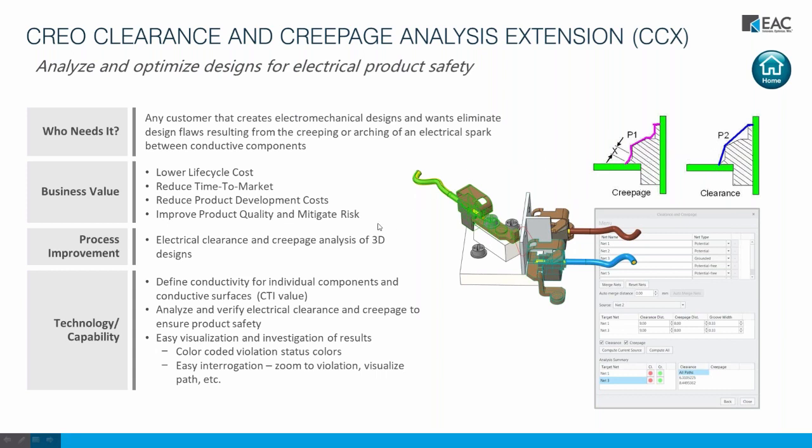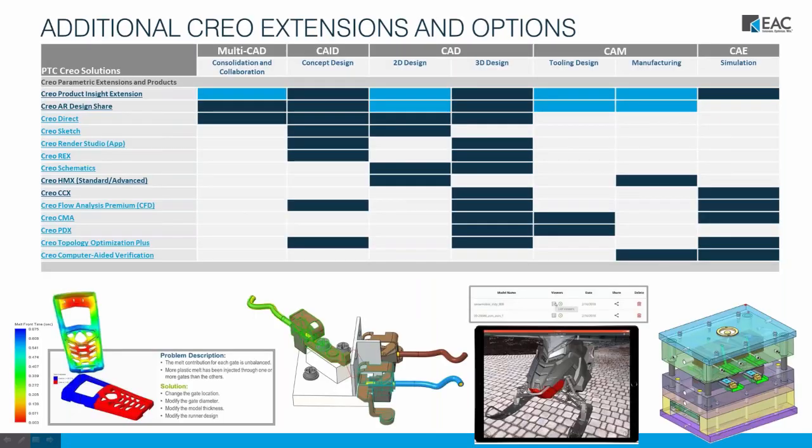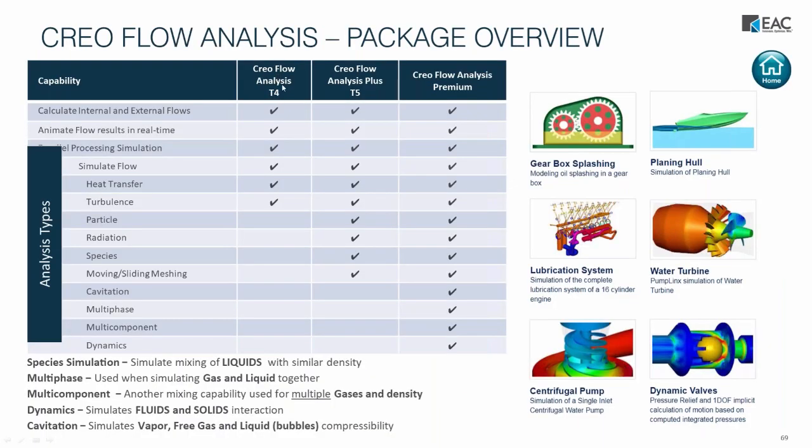So what this software does is looks at the proximity of certain parts to each other and the type of material that they are, and will show you areas where the distance between them is maybe too small, where you could have either a creepage or a clearance issue as far as electrical concerns, and I'll highlight those for you. So interesting package. It's been out, like I said, for a while, but not too many people really know about it. Then there's the Creo Flow Analysis Premium. And again, remember, there are different flavors of that. T4 has the capabilities for doing flow, heat transfer, turbulence, and particles. T5 has all of these.